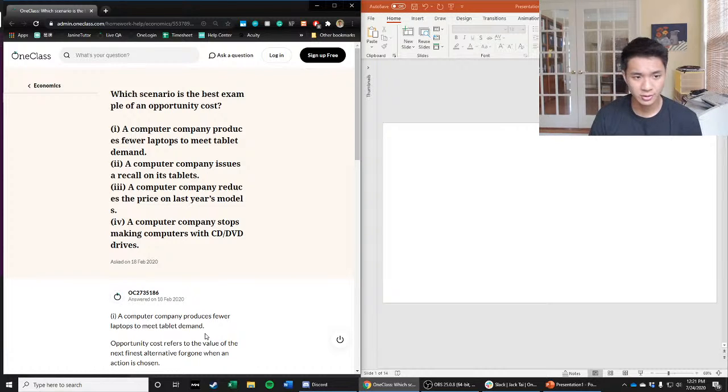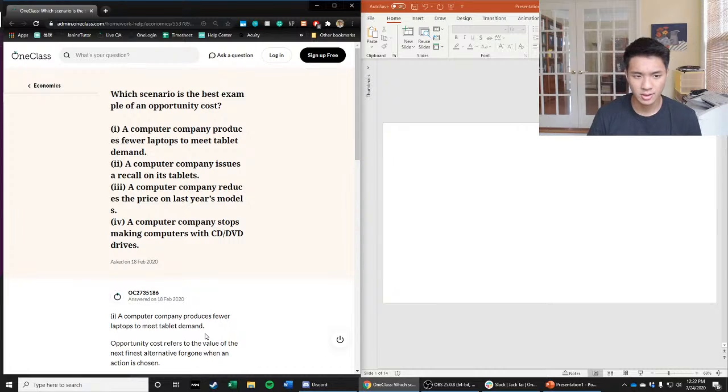For answer choice 2, it says a computer company issues a recall on its tablets. And again, this seems to be less so associated with this idea of opportunity cost. There's not really a trade-off going on here. This is more like maybe a product safety thing or a liability thing. So not really something that we're looking for in this question.